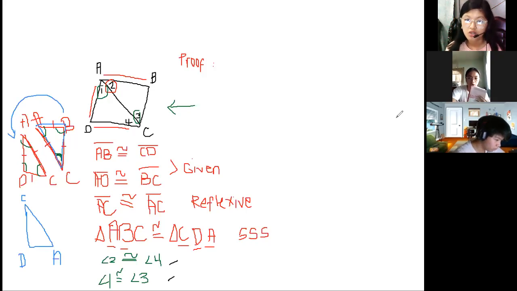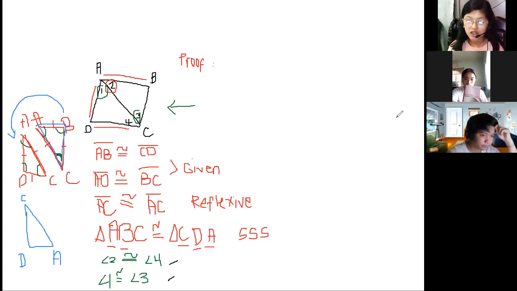Theorem number 4 says that if the opposite angles of a quadrilateral are congruent, then the quadrilateral is a parallelogram. Tignan nyo lang yung 4 na sinasabi ng theorems. Next, given T is the midpoint of PR and QS, yung dalawang diagonal. Ngayon, nag-bisect yung dalawang diagonal, kaya tayo nagkaroon ng midpoint which is letter T.